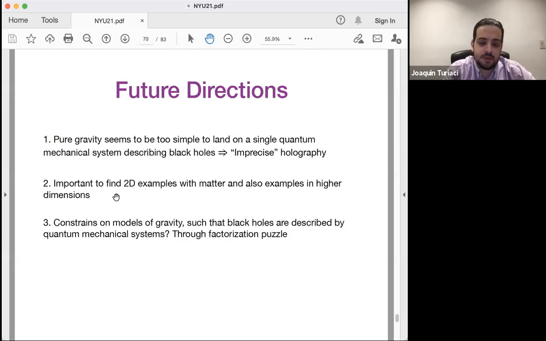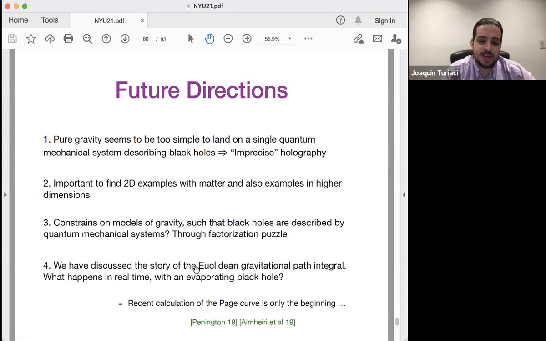And for example, you can ask whether supersymmetry is the trick, or whether string theory is the answer to this question. I don't know. And finally, we have discussed the theory of a Euclidean gravity path integral, but we can ask what happens in real time when you let the black hole evaporate. And that's why I think it would be interesting to find examples with matter where you can actually do this.